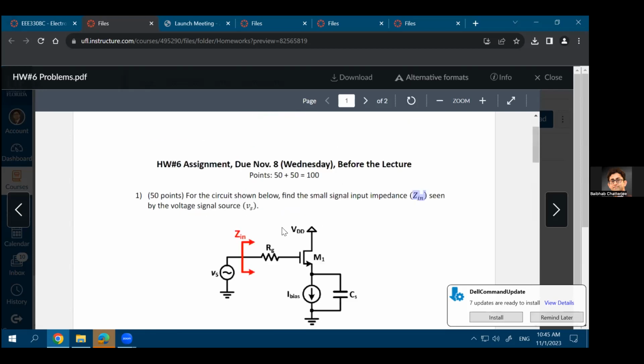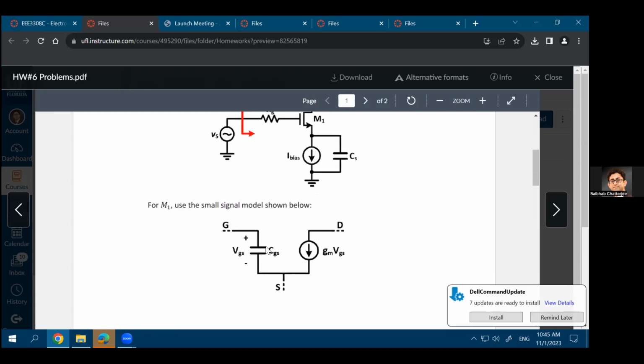So right now, you do not need to calculate gain or anything. You just need to find the small signal input impedance, which ideally should have been infinite, but now it will not be infinite because of this capacitance that exists between gate and source. So you'll still apply the same method that you have learned to find the input impedance or output impedance of any circuit.